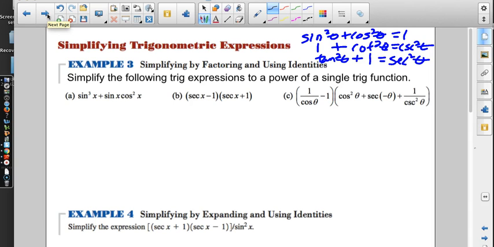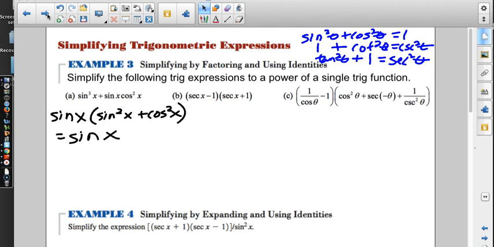So I look at A, and I think, well, there's sine of x all over the place in that one. I can factor out a sine of x. Let's see, that'll leave me with sine squared x plus cosine squared x. Oh, we like that. Because what is this? 1. Talk about simplifying. Yes, like that.